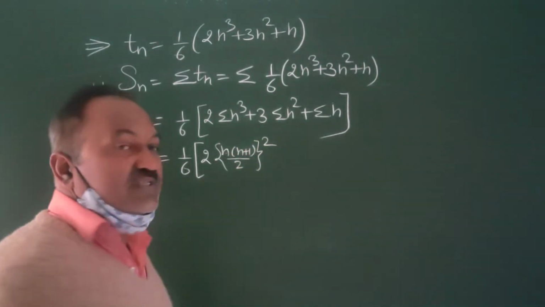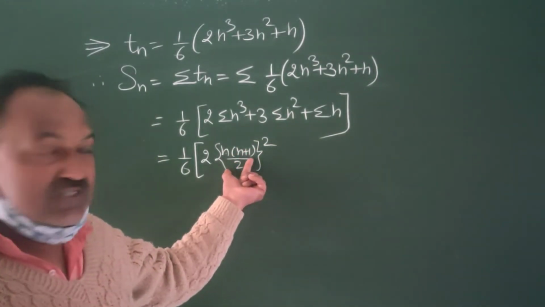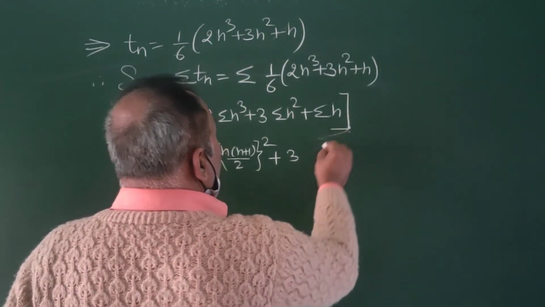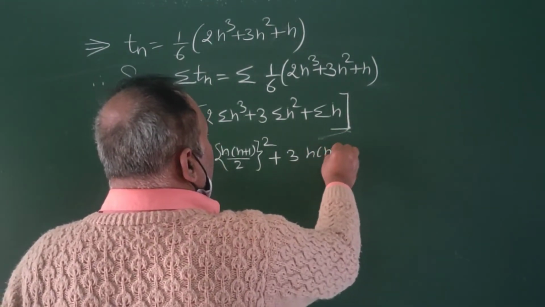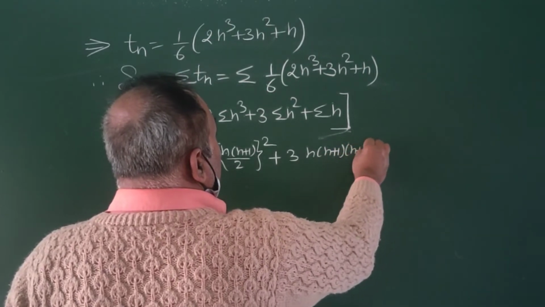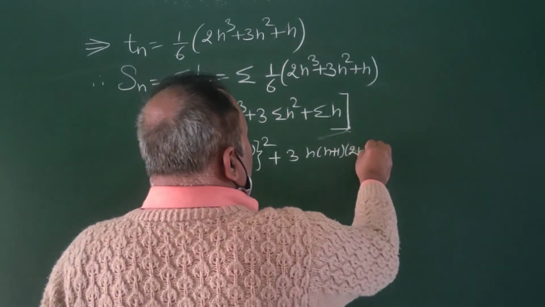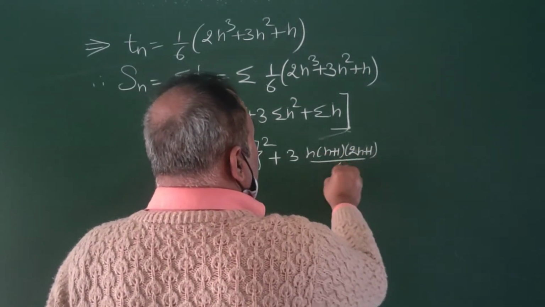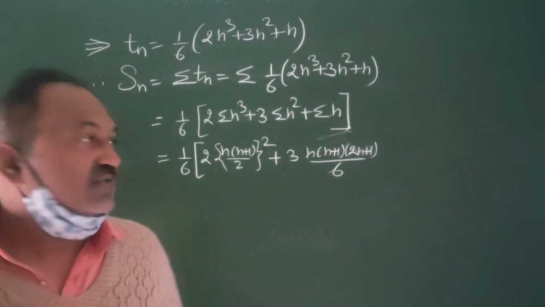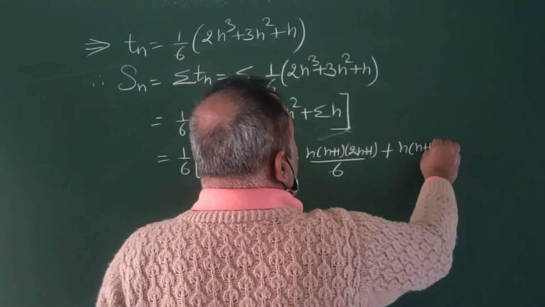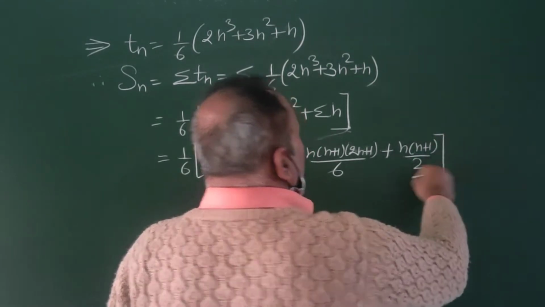2 whole square. This is the value of sigma n cube, plus 3 into n into n plus 1 into 2n plus 1 upon 6. This is the value of sigma n square, and plus n into n plus 1 upon 2. This is the value of sigma n.